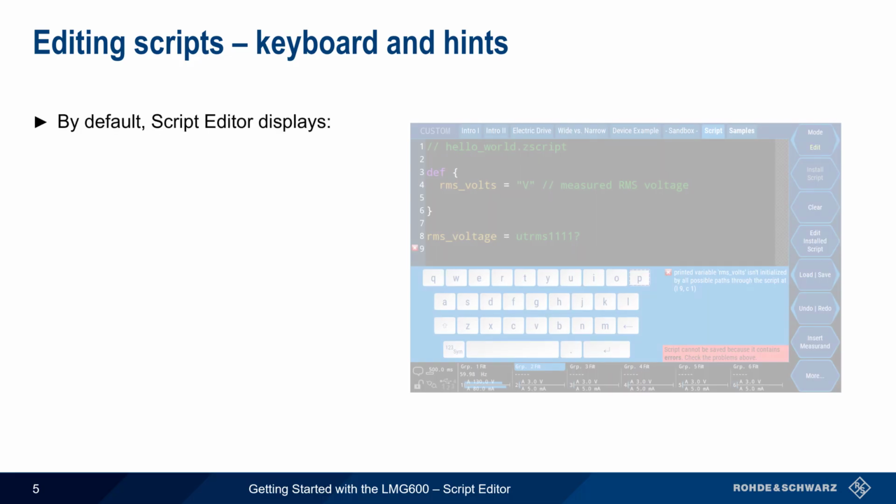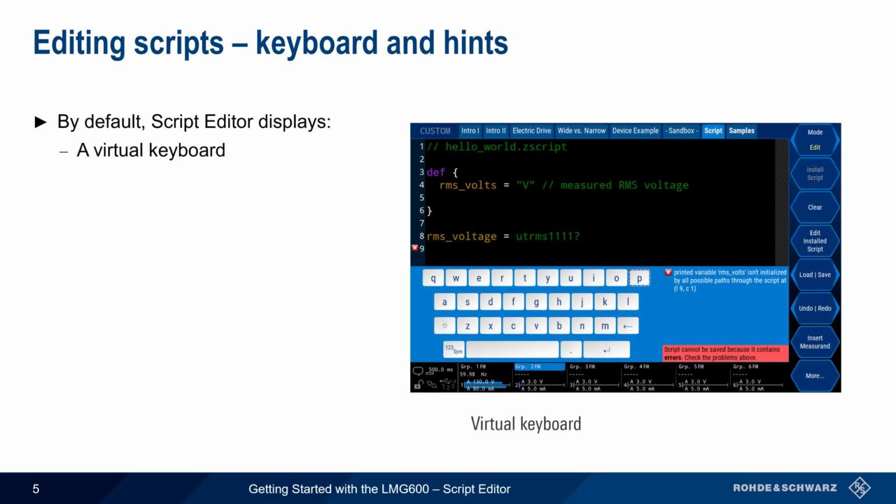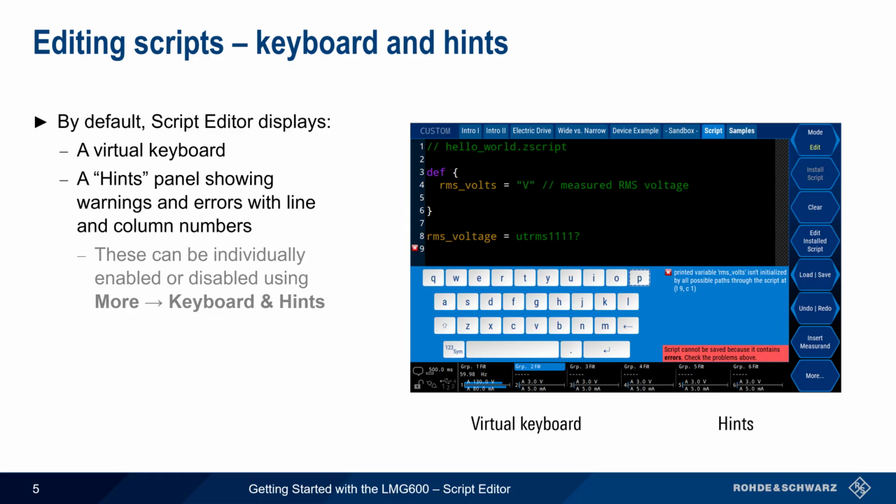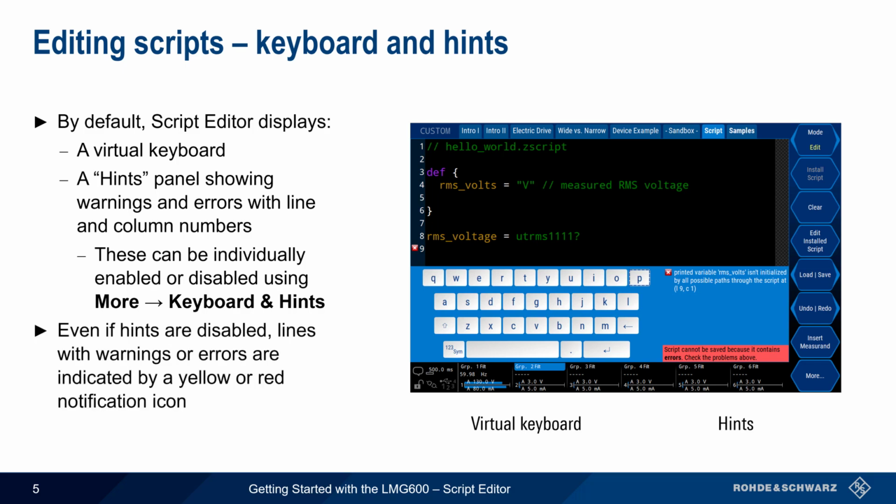The default Script Editor window shows both a virtual keyboard as well as a hints panel showing warnings and errors with line and column numbers. Both of these can be individually toggled on or off by going to More, Keyboard, and Hints. This is especially helpful when operating the LMG remotely, or when using a USB-attached keyboard. Note too that even if the Hints panel is disabled, small yellow or red notification icons will still appear next to lines with warnings or errors.